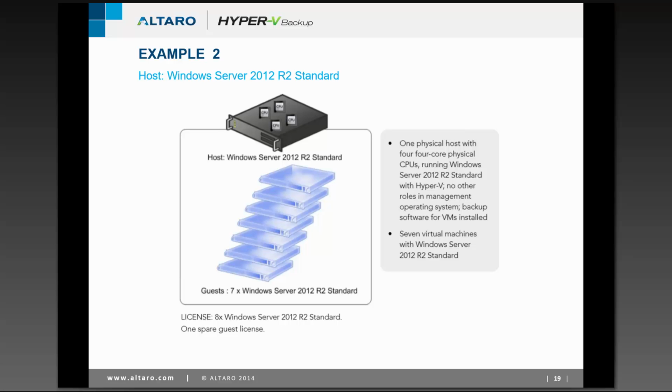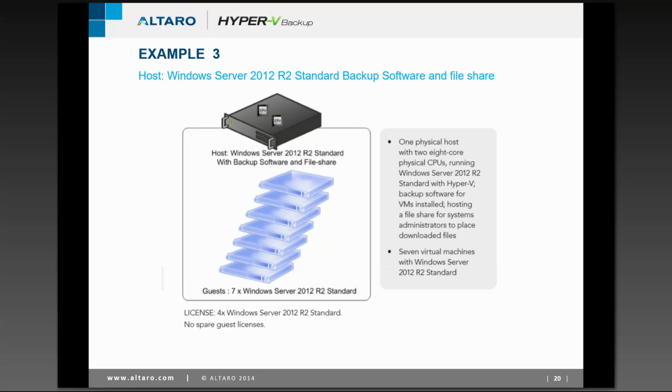This scenario is the thing I told you about, which is probably not that common. I have this physical box, two physical CPU sockets, and I'm running 7 guest OSs on top of that. What I need here is 4 Windows Server 2012 R2 standard licenses. But since I have installed some kind of backup software or a file share on the physical box, and I'm using that physical box not only for Hyper-V, I'm also using it as a file server, I need one of those 8 licenses I normally get, so I don't have any spare license left in that case.